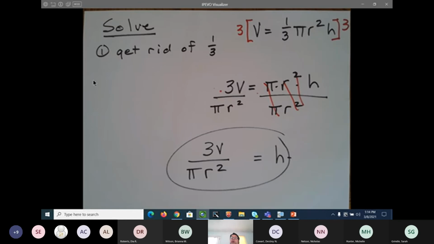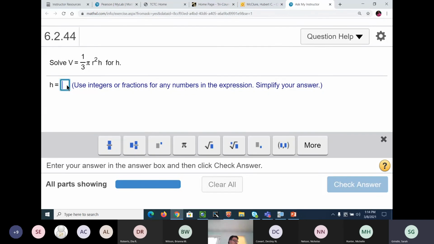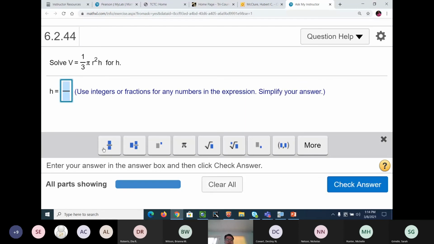That's the kind of question I would put on a test. Because it's got a fraction in it, and y'all go crazy over fractions, so I'm going to put a lot of them on the test. So we get 3 capital V over pi r, and then raise that, shift up arrow, squared. And that's that one. That's a good test question.